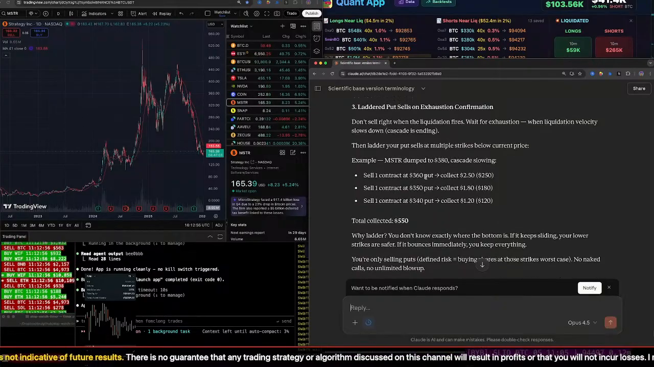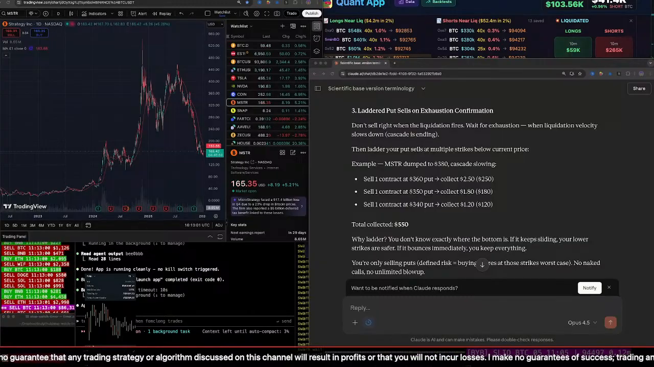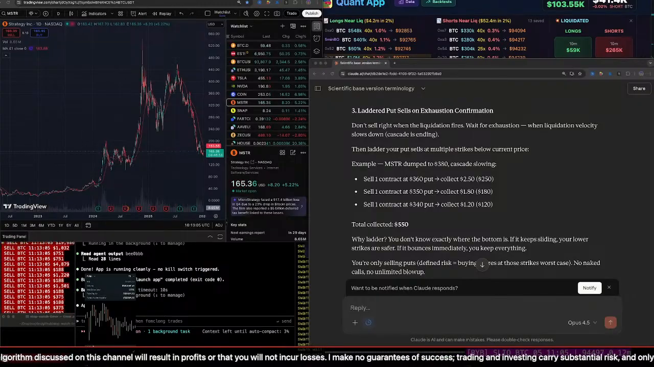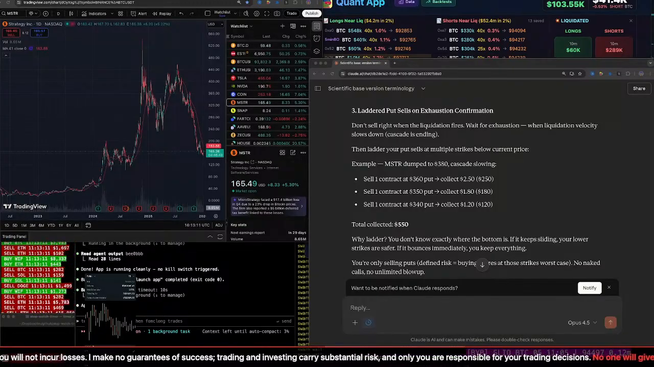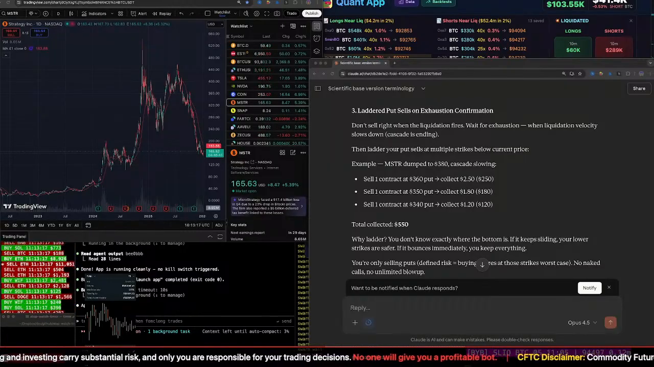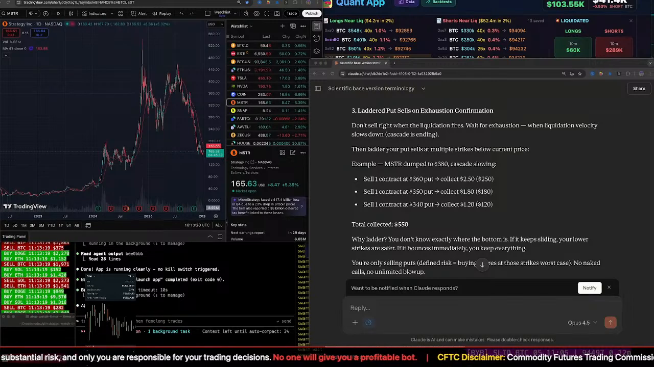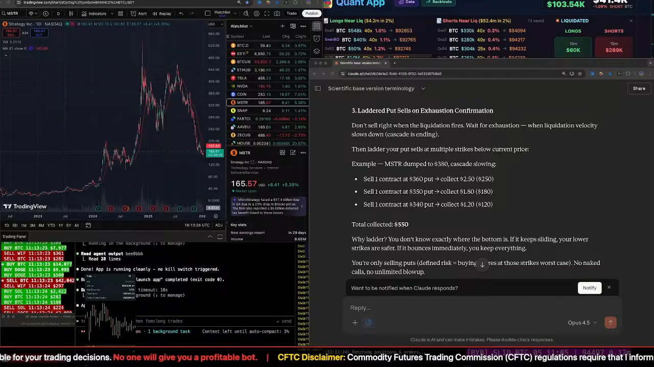Okay, I like this. This is smart as well. It gave me a good idea. So let me read it. Watch liquidation velocity when it slows down. I never really looked at the velocity change, and that could be a signal that we can backtest for whether or not it's time to enter. Anyways, we can do this with a put-selling strategy and just put a cascade of them.